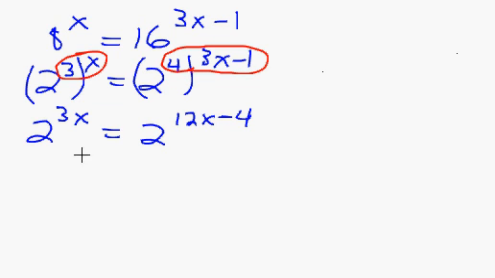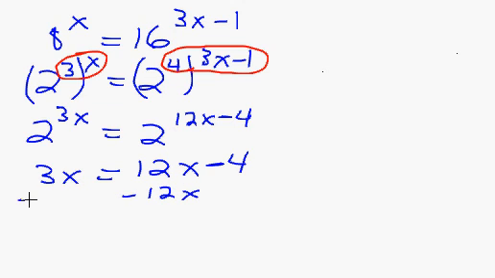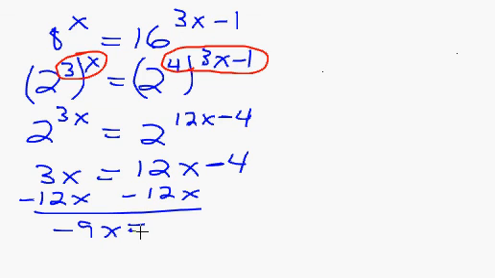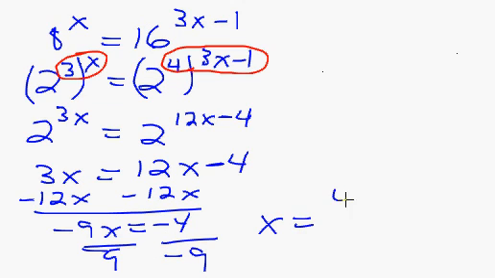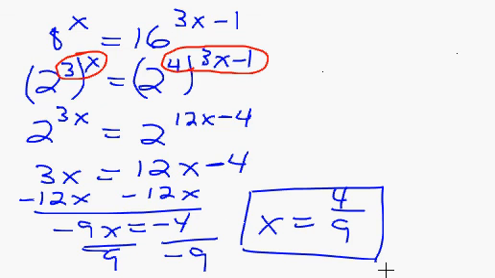Now the bases are equal, so I can just set the exponents equal to each other. So 3x equals 12x minus 4. Now I solve for x. I'm going to subtract 12x from both sides, which will give me negative 9x equals negative 4. Divide by negative 9. This pen doesn't like horizontal lines. And then I get x equals 4/9, which is the correct answer. Alright, I hope that helps.